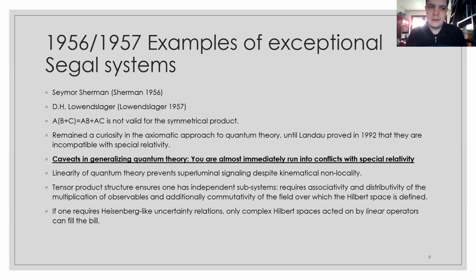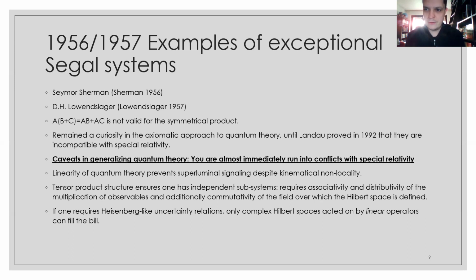So if you would use the Sherman or Lorenz-Lager systems to model a physical system, you would be able to signal faster than the speed of light, and this would break special relativity. This is one of the great caveats if you try to generalize quantum theory. So if you try to move beyond the complex Hilbert space formalism, you almost immediately run into conflict with special relativity. The main point is that you have some non-local correlations in quantum theory.